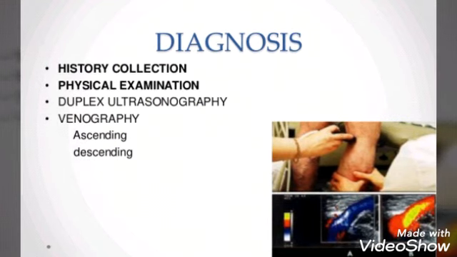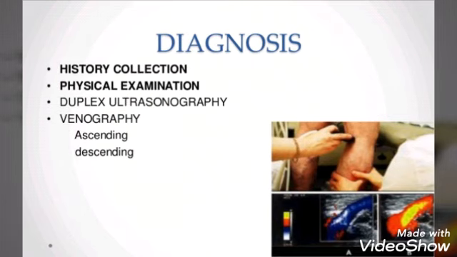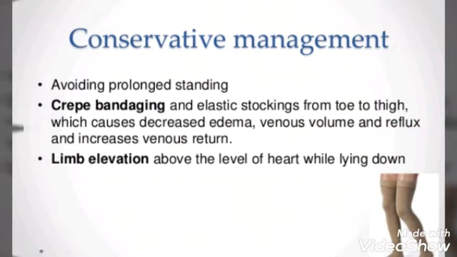In ultrasonography, you can easily visualize the varicose vein. Then venography, ascending and descending, will show us the venous return in the patient. Then we can go for the conservative management.